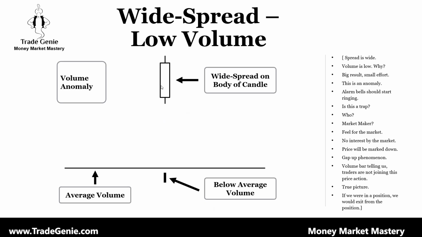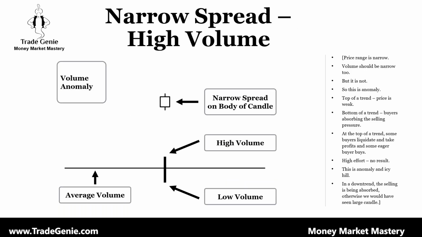Especially if this is a gap, or the price moved up but there's no volume, you need to ask why. Now there is a narrow spread and the volume is high. So think about that. When the volume is high and the spread is narrow, something is not right. So there's an anomaly. Somebody was buying and somebody was selling. A lot of transactions happened, a lot of volume, but the price did not move.